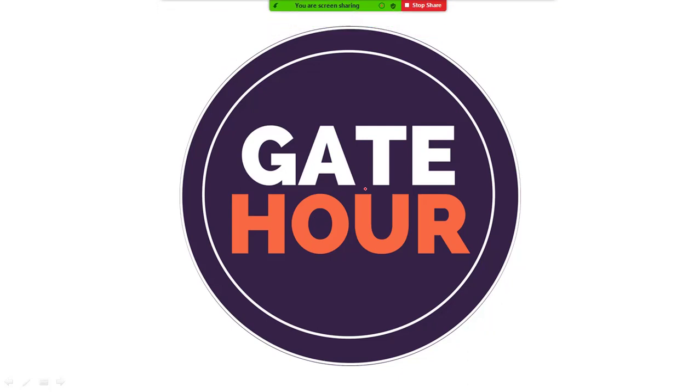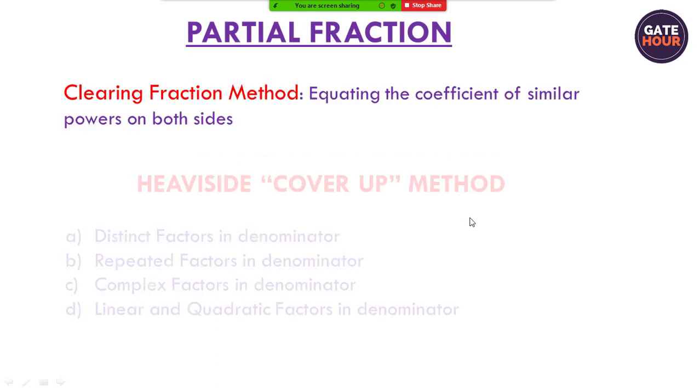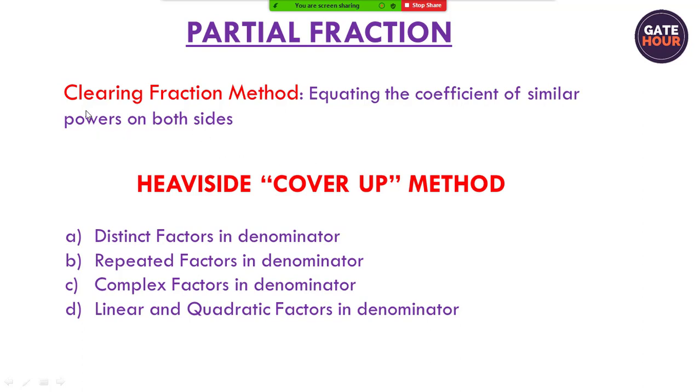Hi friends, in this section we are going to discuss partial fractions by the Heaviside cover-up method. Earlier we were using the clearing fraction method for finding the partial fraction. In this method we equate the coefficients of similar powers of s on both sides. Rather than going with this method, I suggest you use the Heaviside cover-up method.